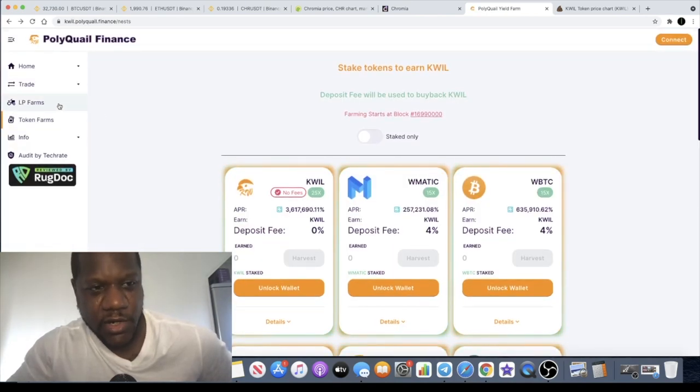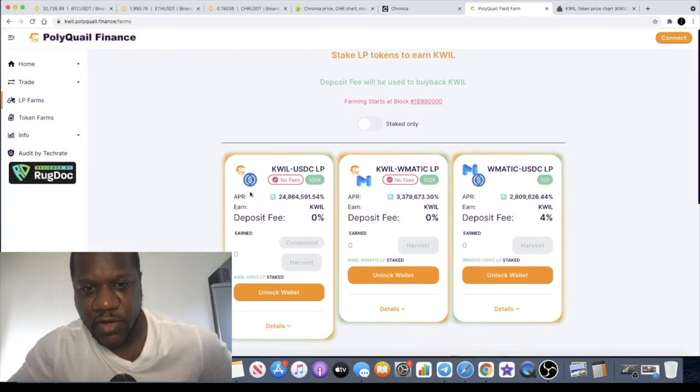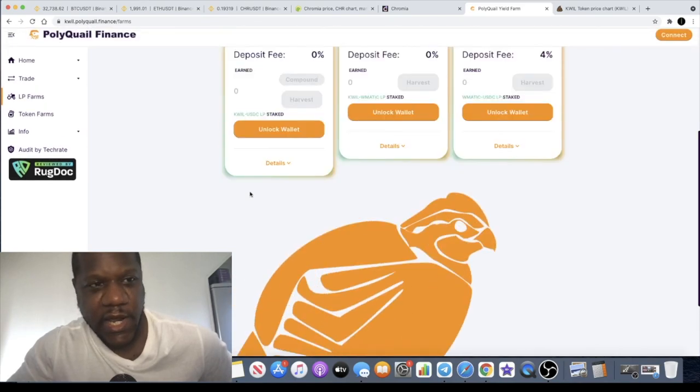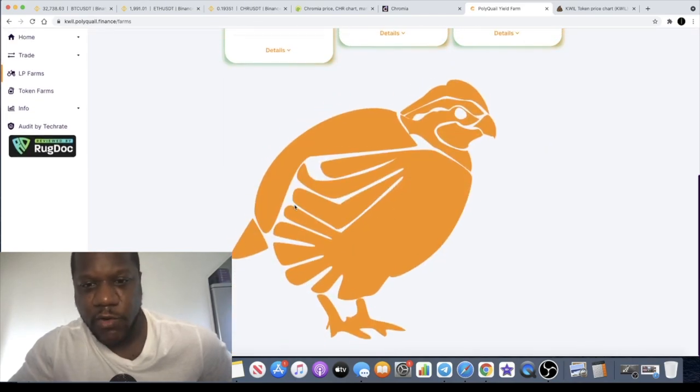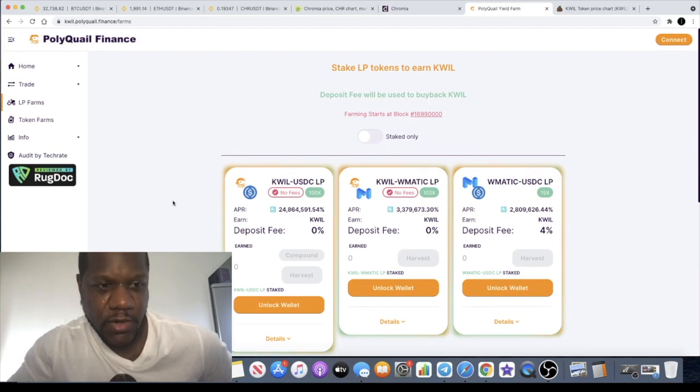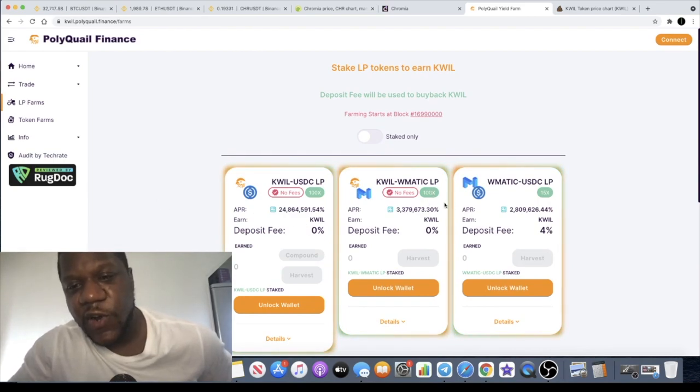Remember, there's impermanent loss, all that sort of stuff with farming. For those of you that are not too clued up, you might want to go and check out what that is. But this is based on a quail, Polyquail. They've had a review by RogDoc. Don't let these percentages hype you up too much. You have to wait and see what these percentages reduce to when the farming goes live.